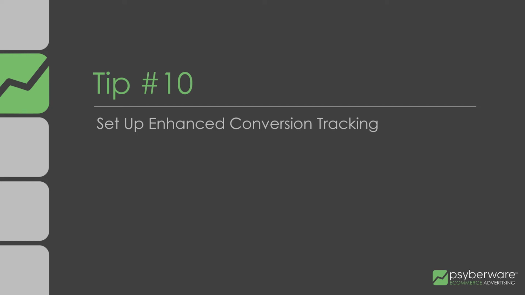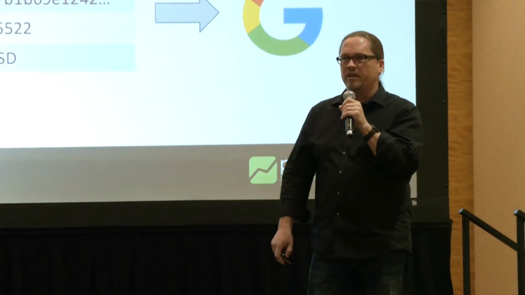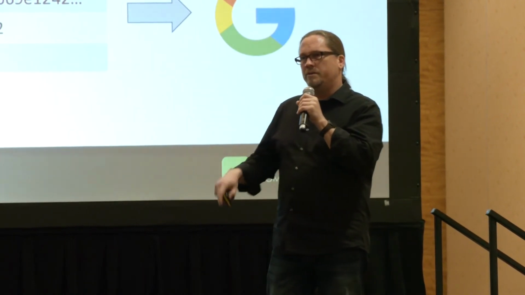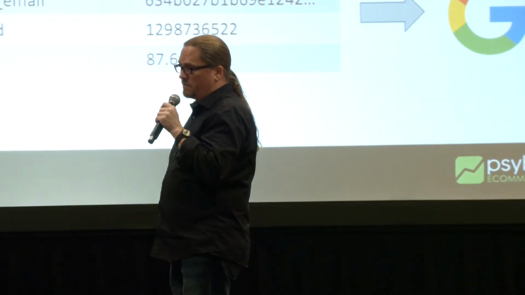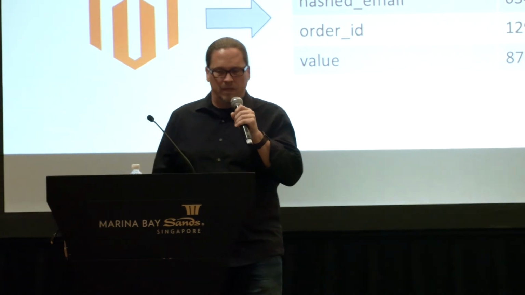Finally, set up enhanced conversion tracking. Enhanced conversion tracking is similar to how customer match audiences work. We provide some hashed user data along with the conversion tag. So we say to Google, somebody with an ID based on this email address just made a purchase. Google can use that information for cross-device tracking or to figure out if somebody converted in situations where cookies are blocked, right? Or if somebody upgrades their web browser, refreshes their cache, all that sort of stuff.